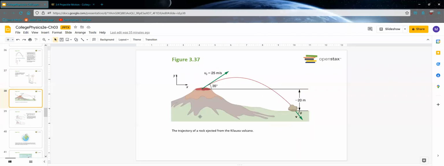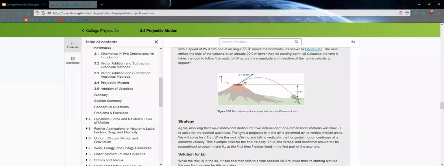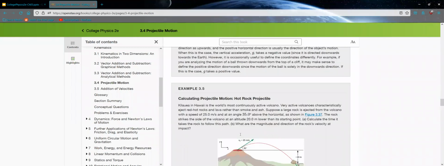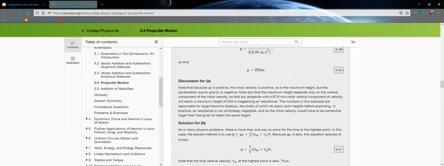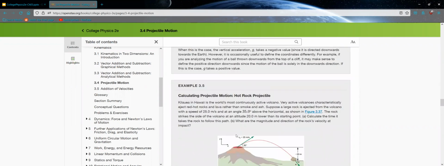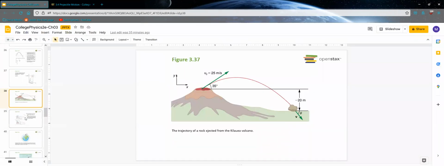Here's an example, another question from the book. I'm not going to go through it. If this particular 3.4 is confusing you and you'd like to dive into it more, work through 3.5 on your own.